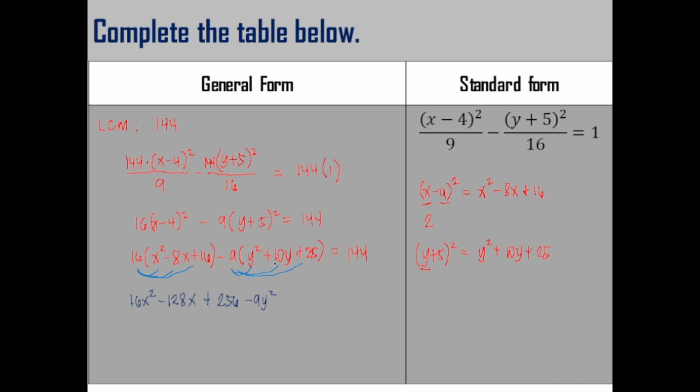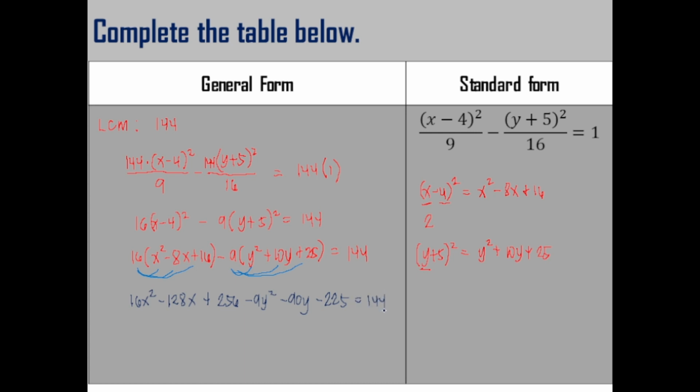Negative 9 times 10y, that is negative 90y. Negative 9 times 25, that is negative 225. Okay? Equal to 144. Okay.